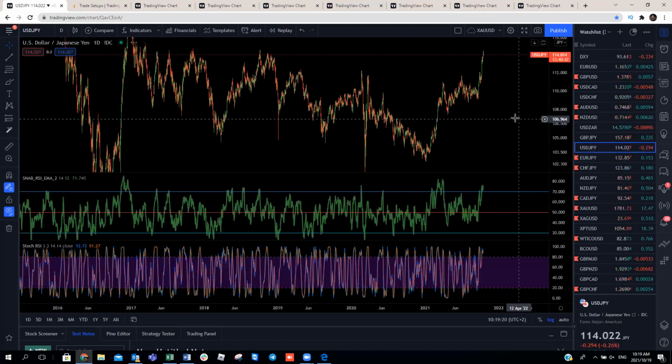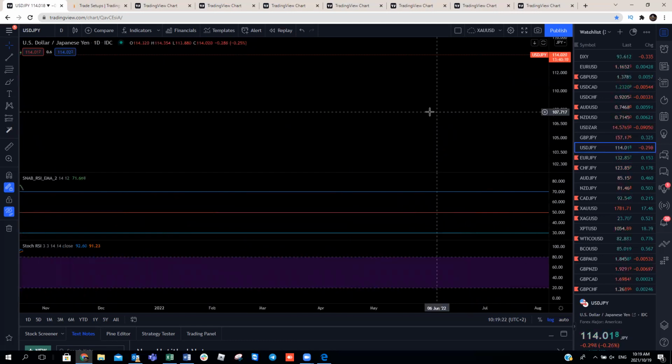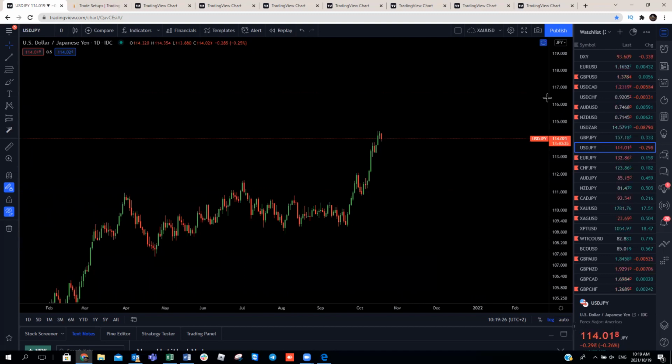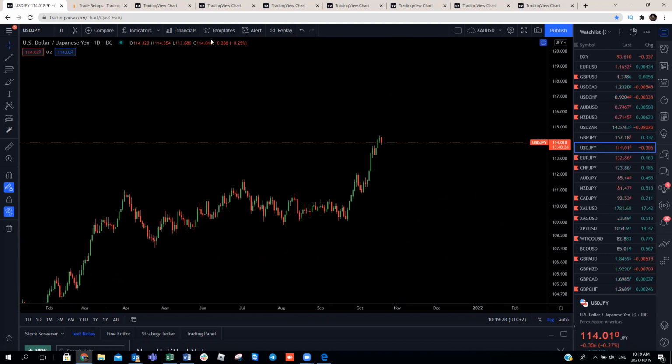USD/JPY consolidating currently. So the inverse correlation between gold and USD/JPY is not so strong. The correlation strength is not so strong currently because we're seeing this one consolidating, showing us that we're going to have more upside.